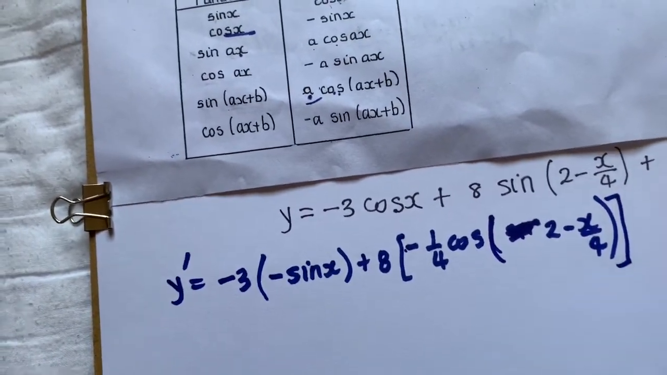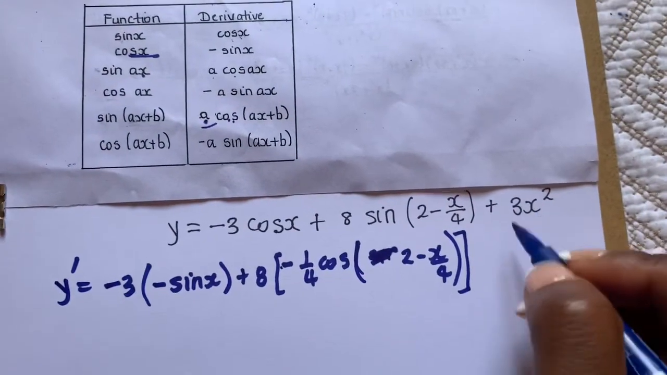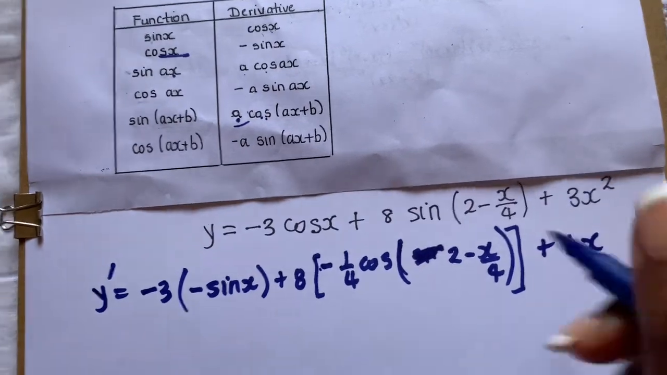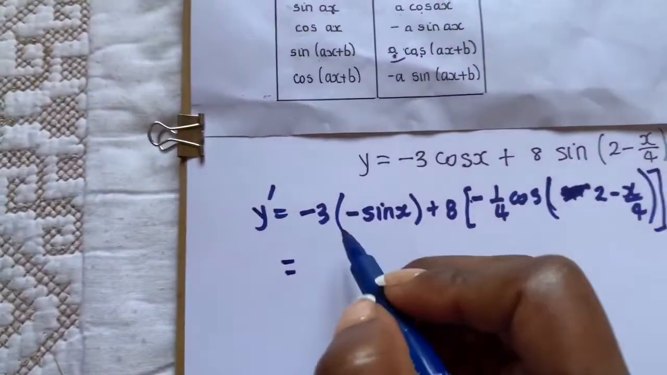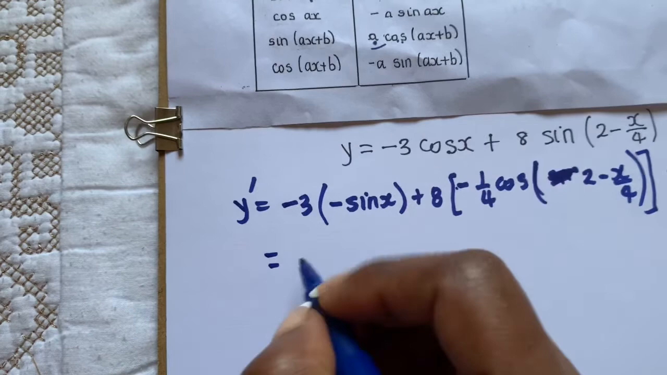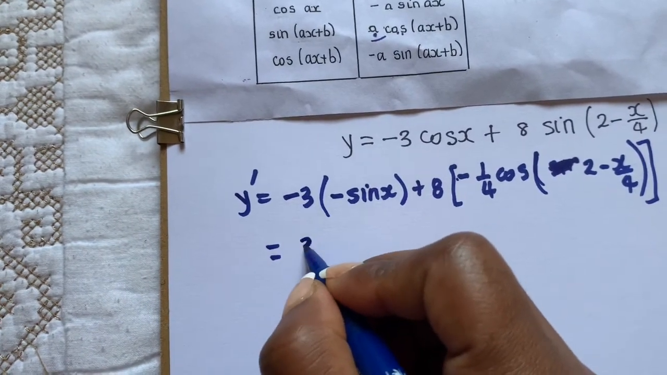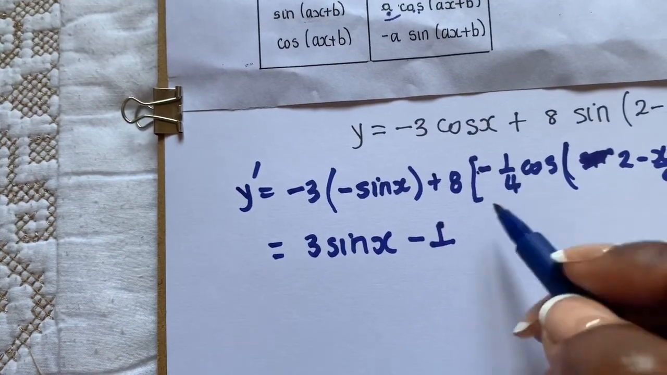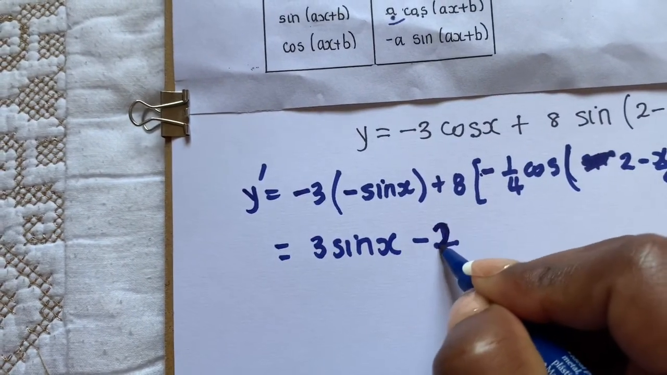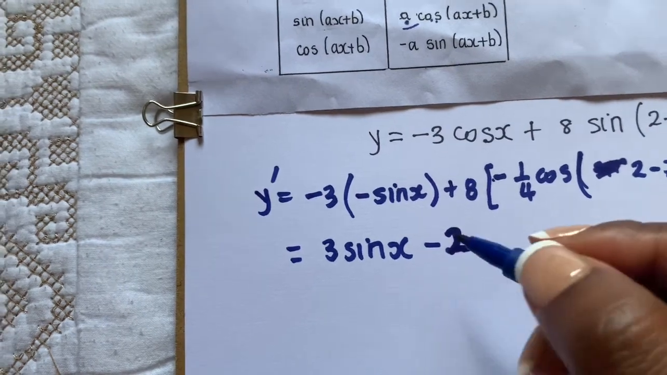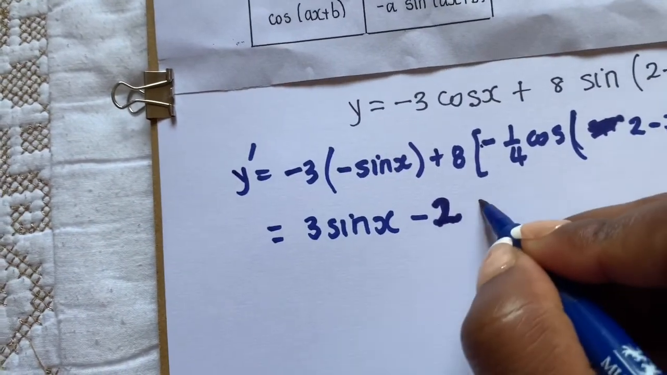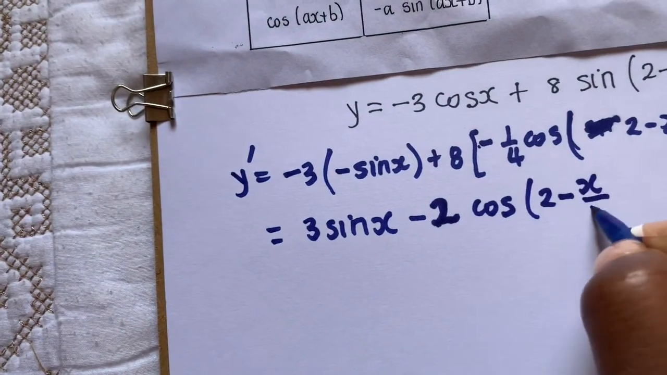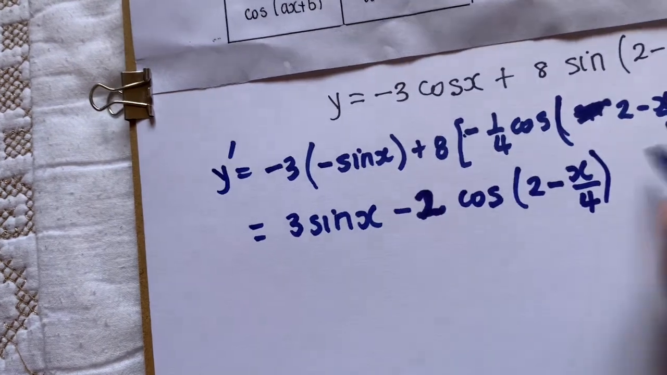And finally, this part, I just dropped it in. 3x squared will simply give us 6x. So now when we simplify, negative 3 times a negative sine x will give us a positive 3 sine x. 8 times a negative 1/4 will give us a negative 2. And we put back our cos and bracket. And the 6x goes back.